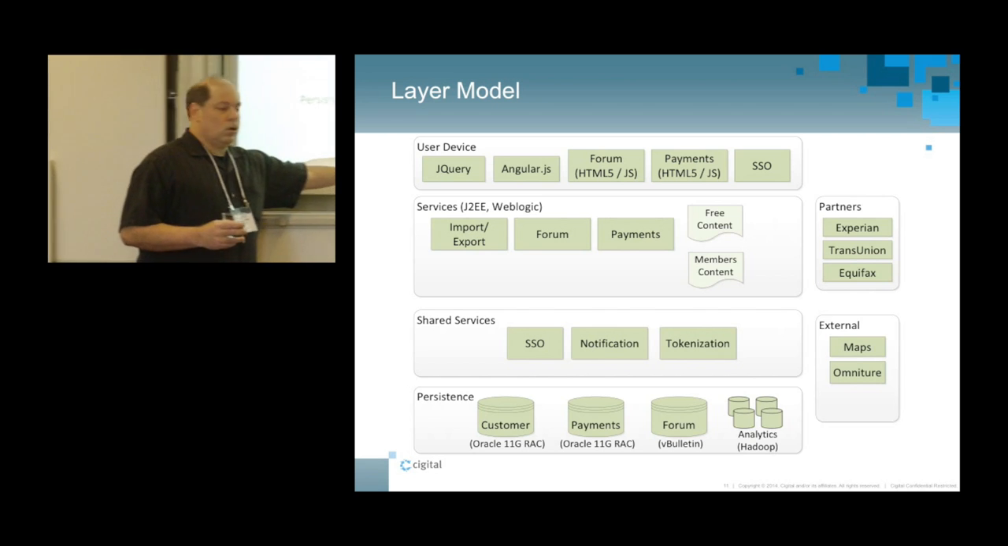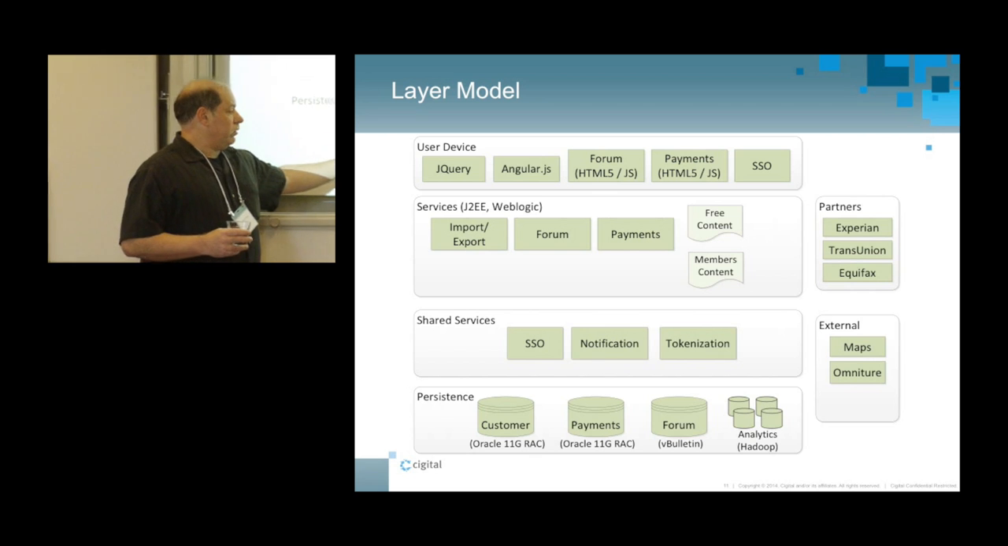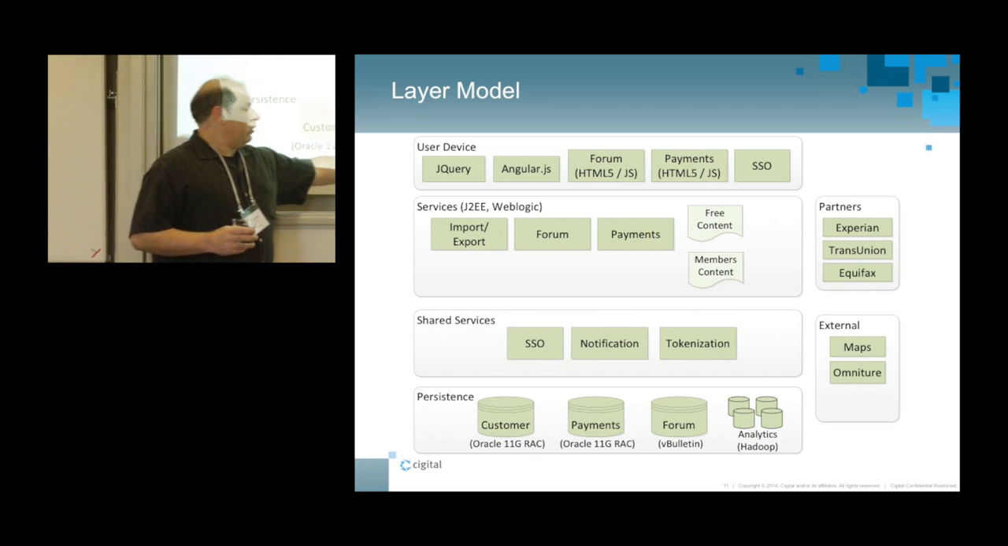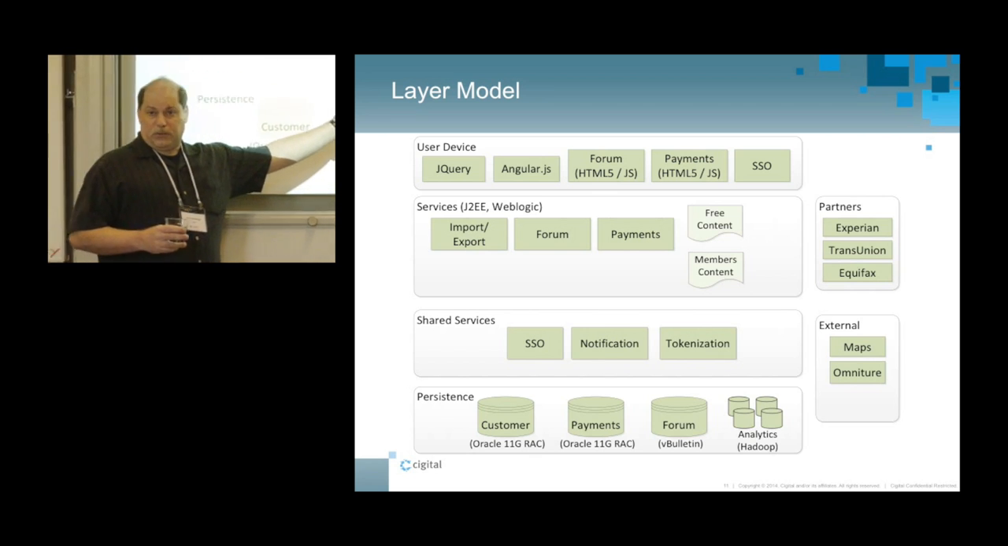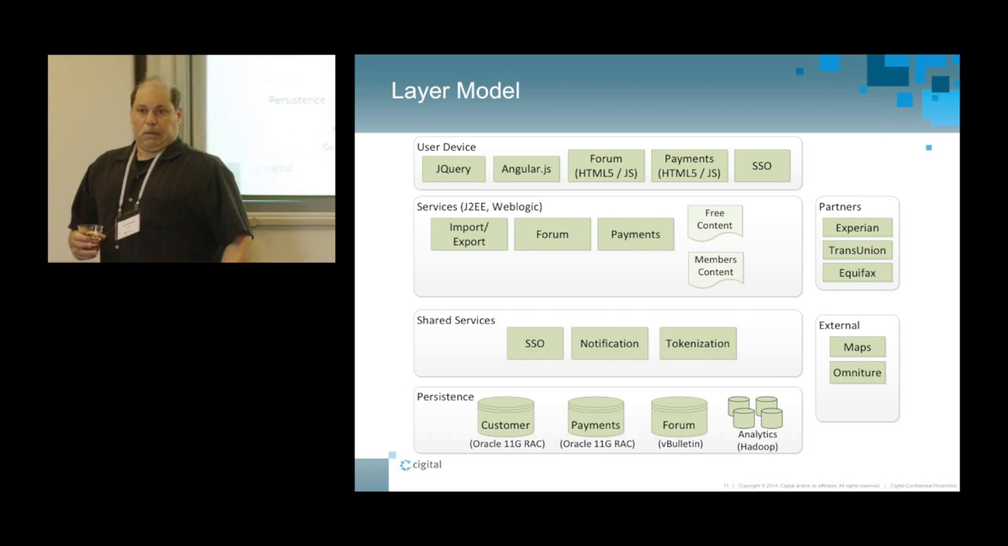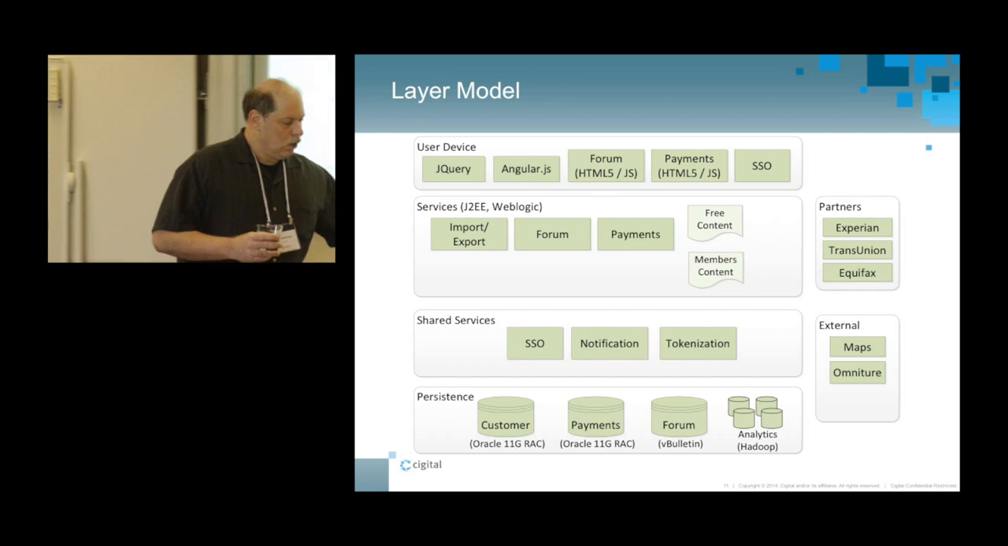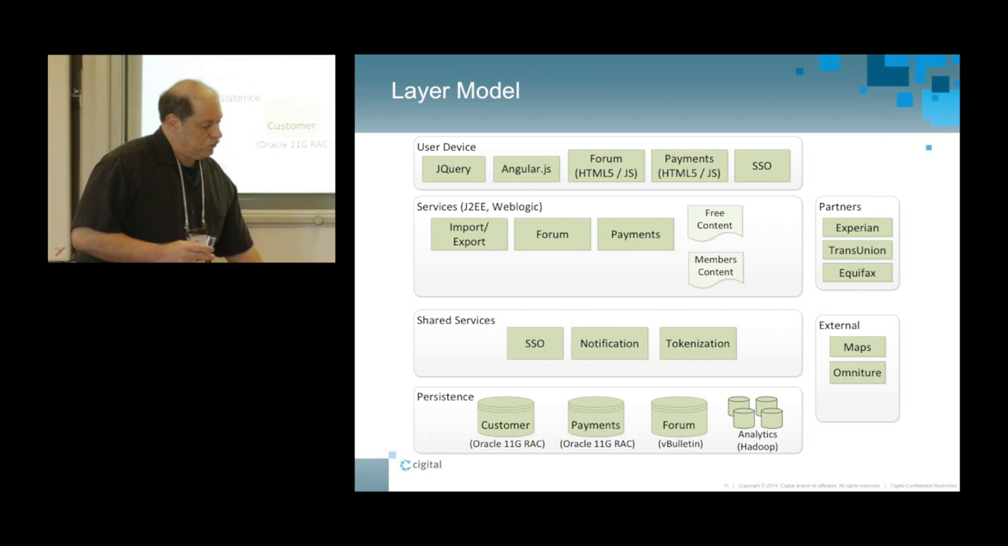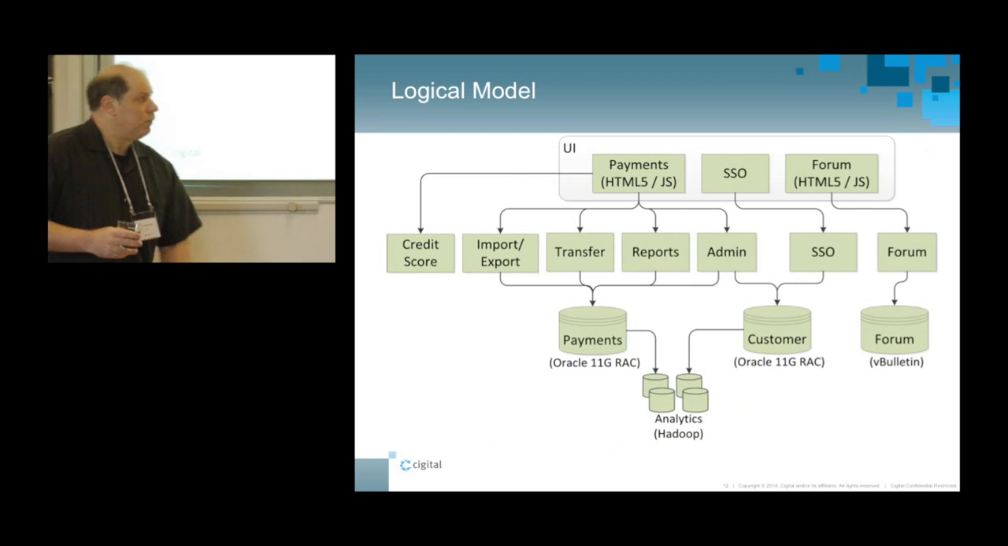Again, we're seeing our Oracle databases. Now we notice that there are, in fact, two. We know that there's another database called Forum. We don't know what that's going to be used for. Nobody mentioned Forum yet. And we know we're using Hadoop for something. We don't know what. But we basically get this layer model from the dev shop.